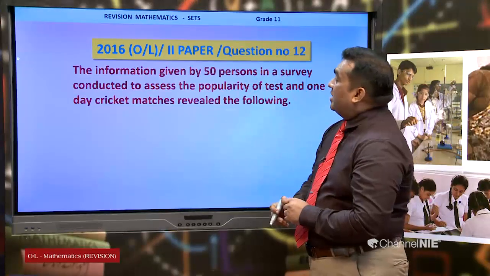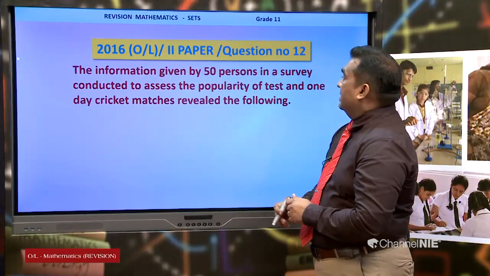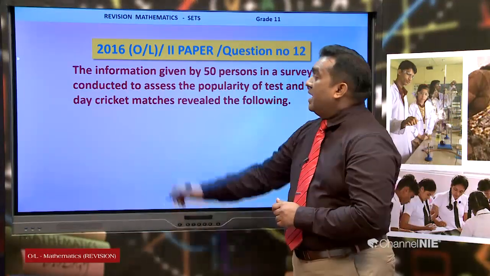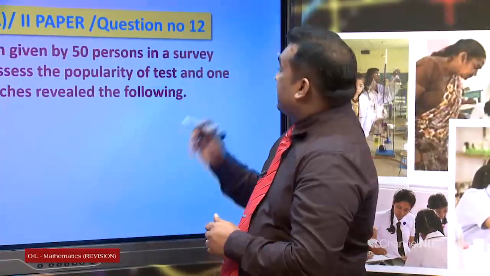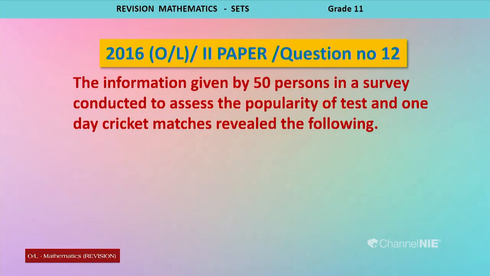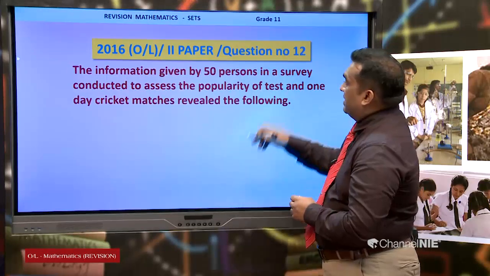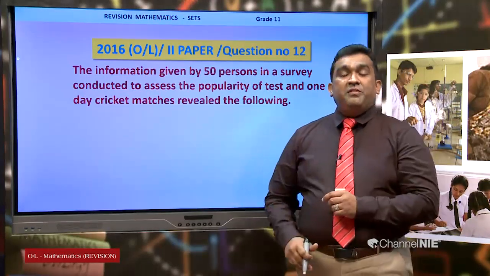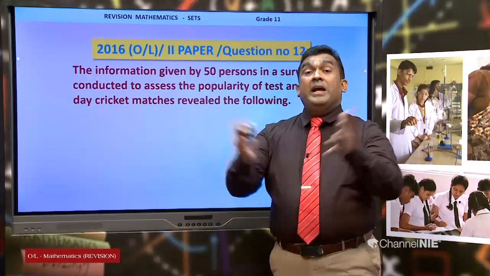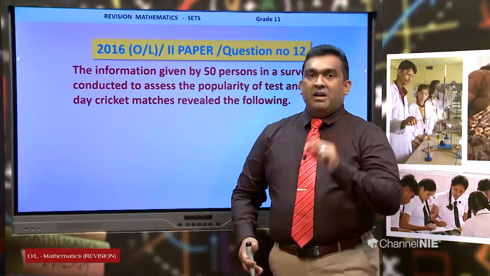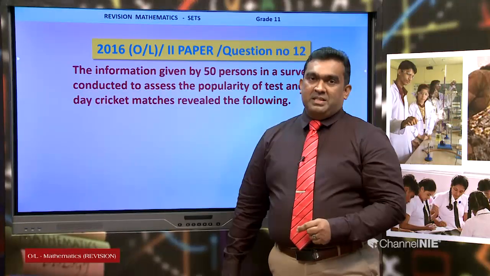The information given by 50 persons in a survey conducted to assess the popularity of test and one-day cricket matches revealed the following. Right? What is the collection? 50 persons. How to define 50 persons? Collection of elements well defined. How to define these 50 persons? We will see.